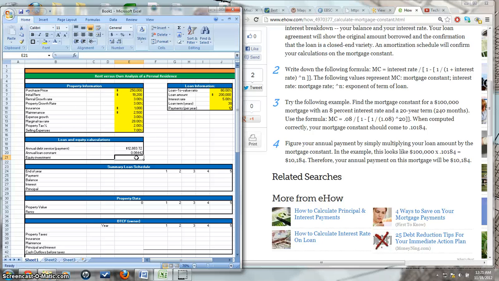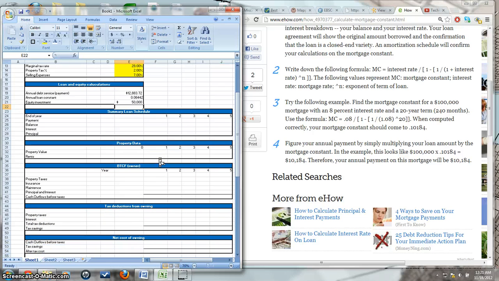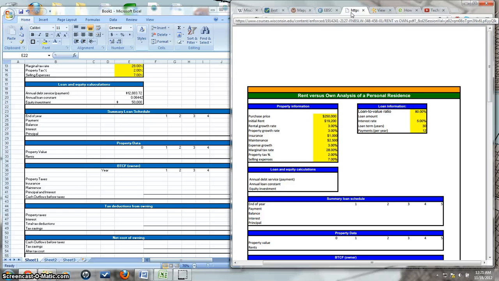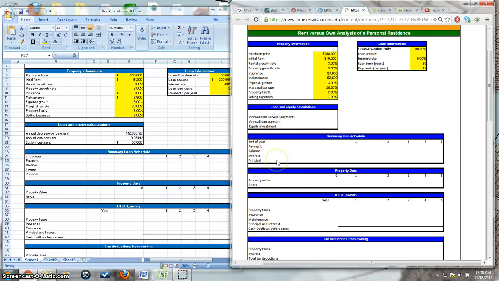And your equity investment is very simply the purchase price minus the loan amount, $50,000 in this case. So, loan and equity calculation section done. Relatively easy, but it's something that has to be done just so that you get a general idea of some of the simple terms. Alright, the summary loan schedule is a very simple thing to calculate.